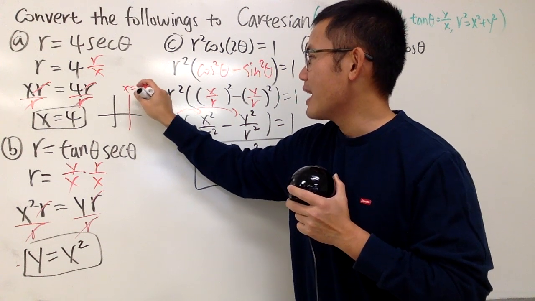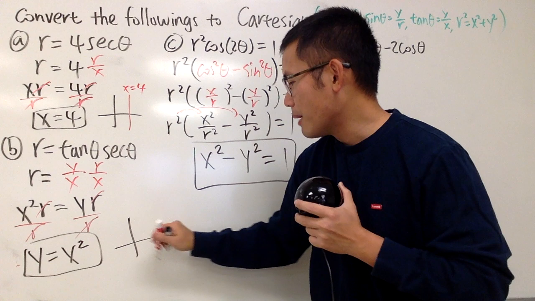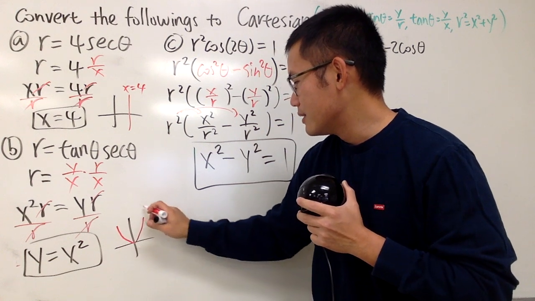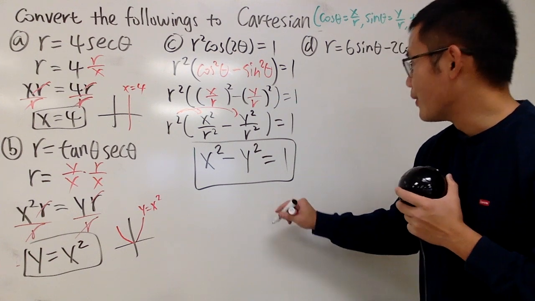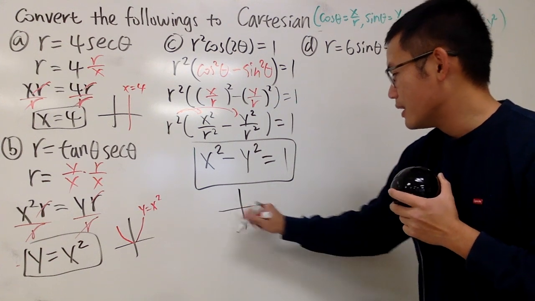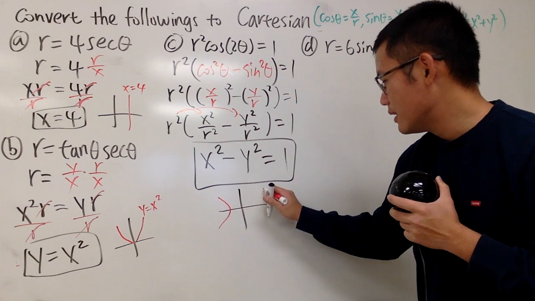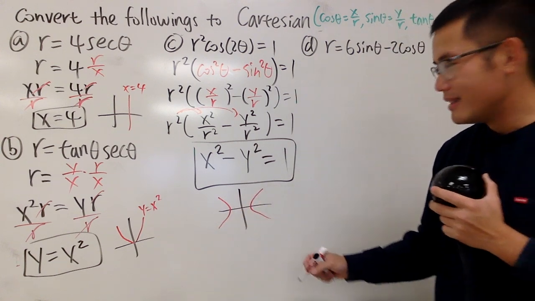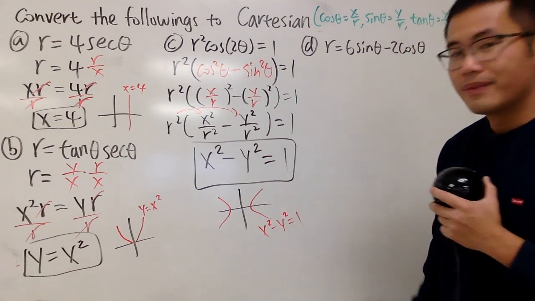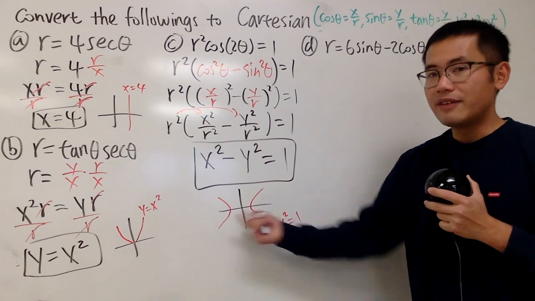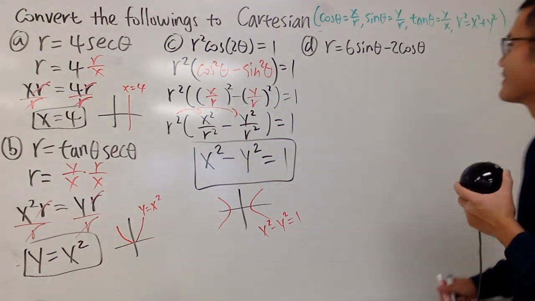So this is the vertical line. And this right here is, of course, the parabola, so it's not so bad at all. Y is equal to x squared. And this right here is the hyperbola, so I will just put this down right here. So it will look like this and like that. Okay, so this is x squared minus y squared equals 1. When x squared goes first, that's the left and right hyperbola, right?